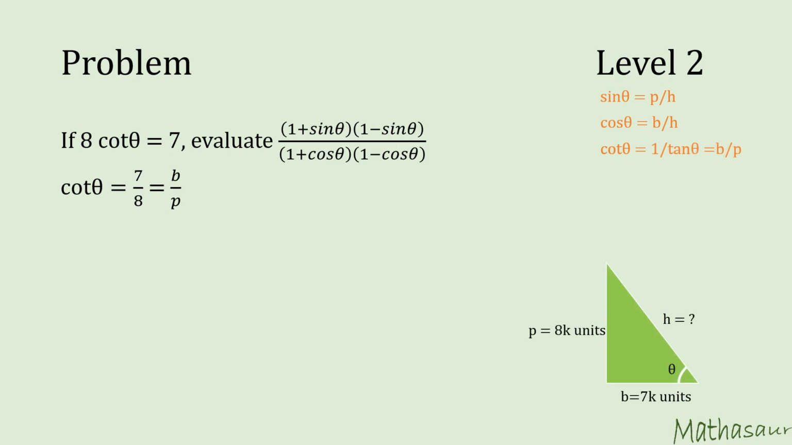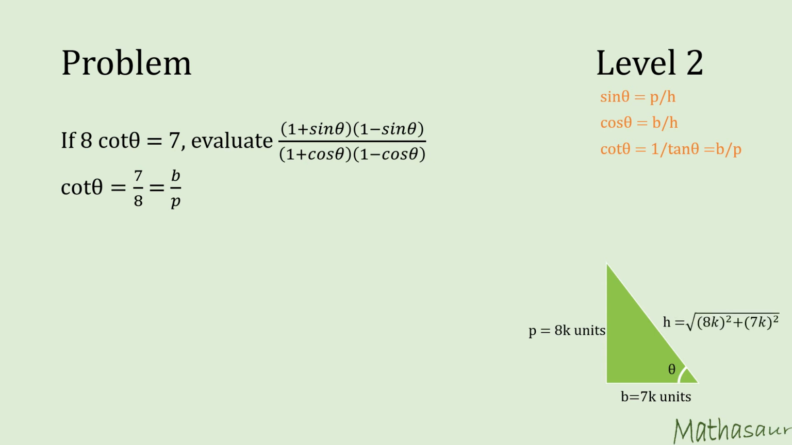Let us draw a right angle triangle and call one of the acute angles as theta. So the side opposite to theta would be called small p, which is equal to 8 times k units, and the base would be equal to 7 times k units. Please note that cot theta is a ratio, so we don't know the absolute values of the base and perpendicular, we only know their ratio. Hence, we are multiplying both of them with a common factor k.